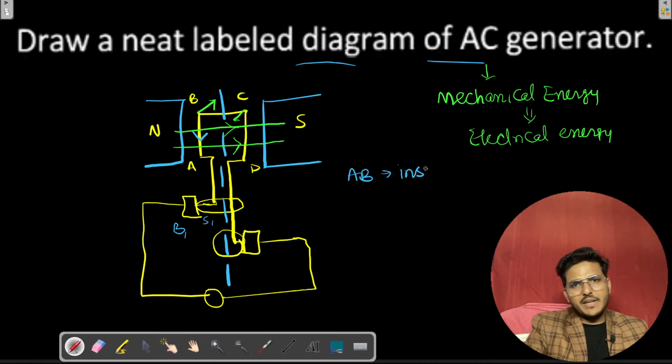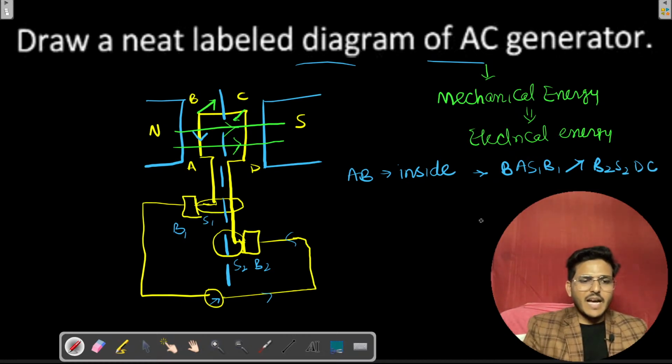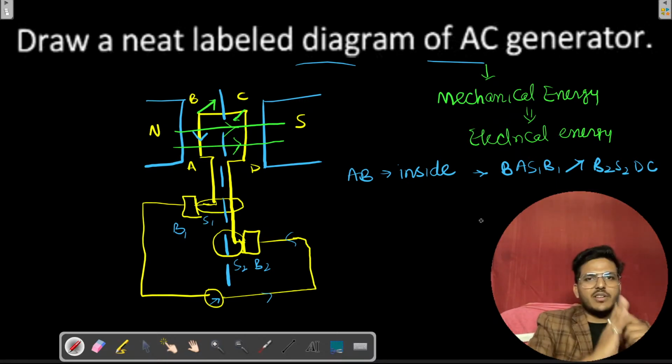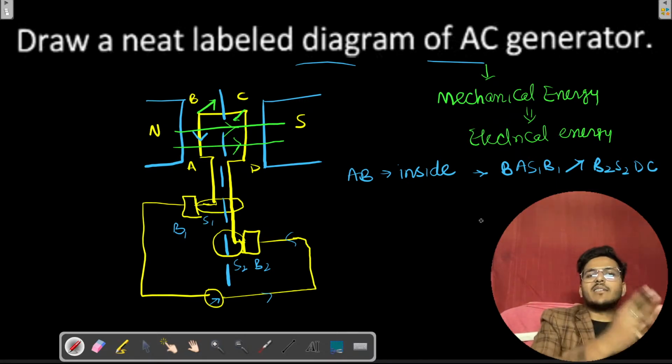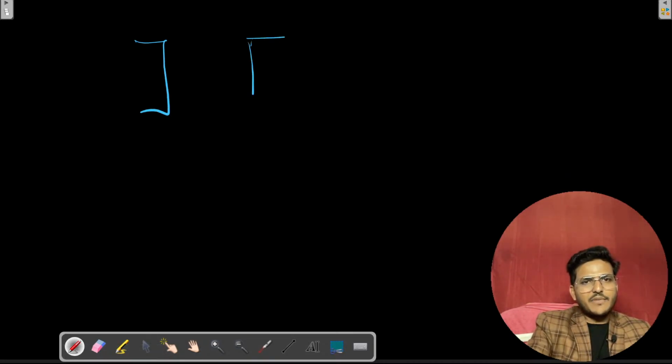AB inside, then the path of current is BA, S1, B1, and galvanometer in this way. This is B2 and this is S2, B1, B2, S2, D. That's how the half rotation of AC generator is completed. When CD comes at left hand side, then this one is the same like, see, after half rotation, what is going on?